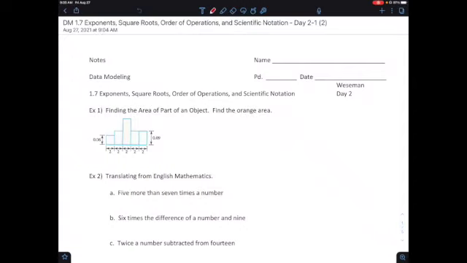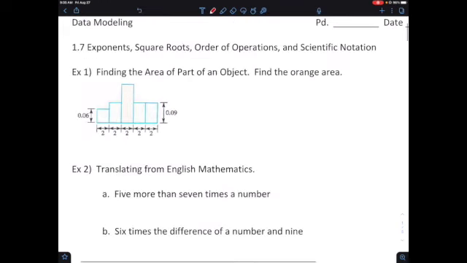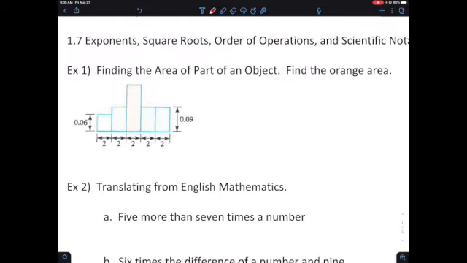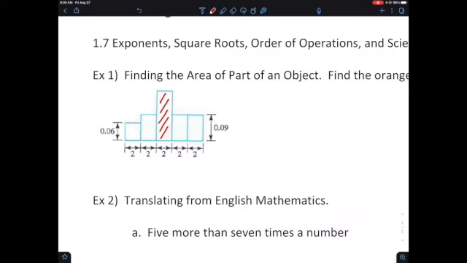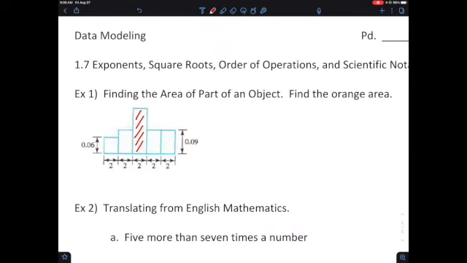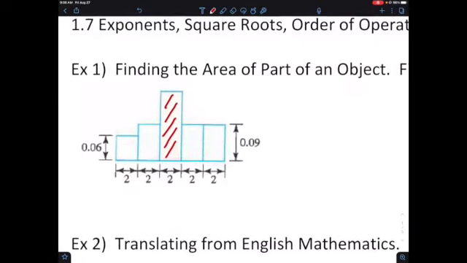Hi everyone, today is the second day of exponents, square roots, order of operations, and scientific notation. Example number one is just finding the area of a required object. In this case, it is the orange, or shaded, area. To do that, we find all the other little areas, assuming this picture is one whole, and we are going to split it up into different little parts.